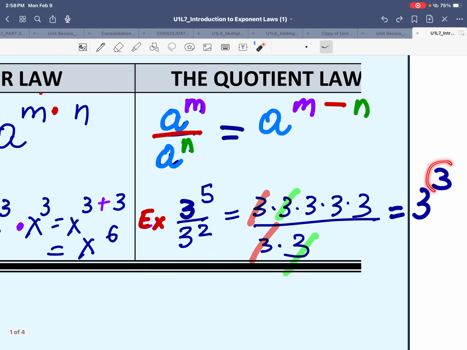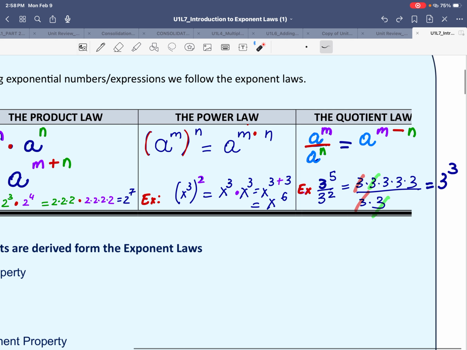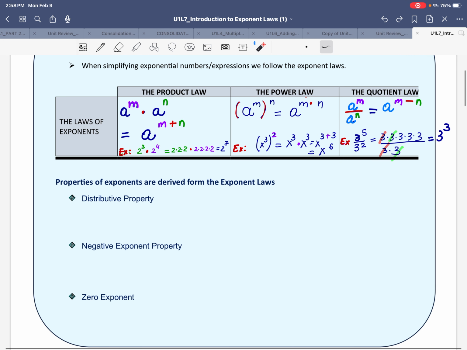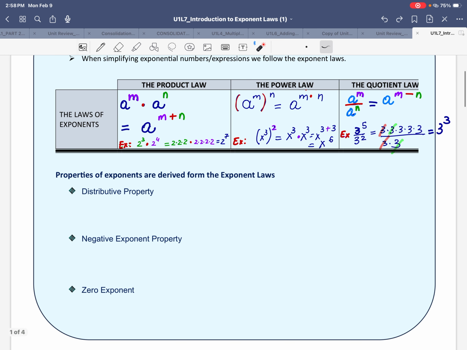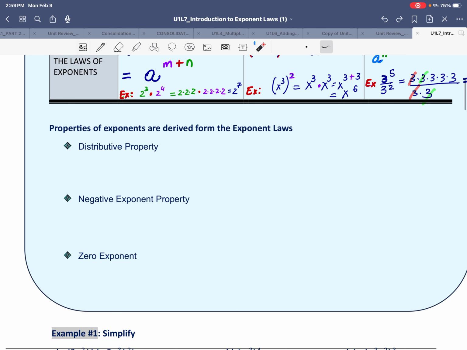And this power of 3 comes exactly from subtracting 5 minus 2. Now, besides the exponent laws, there are some other rules that we often use in simplifying exponential expressions that we call exponent properties, or properties of exponents. They are derived from these main laws, but they are shortcuts, simpler and very practical to use. We use them very often in simplifying expressions.